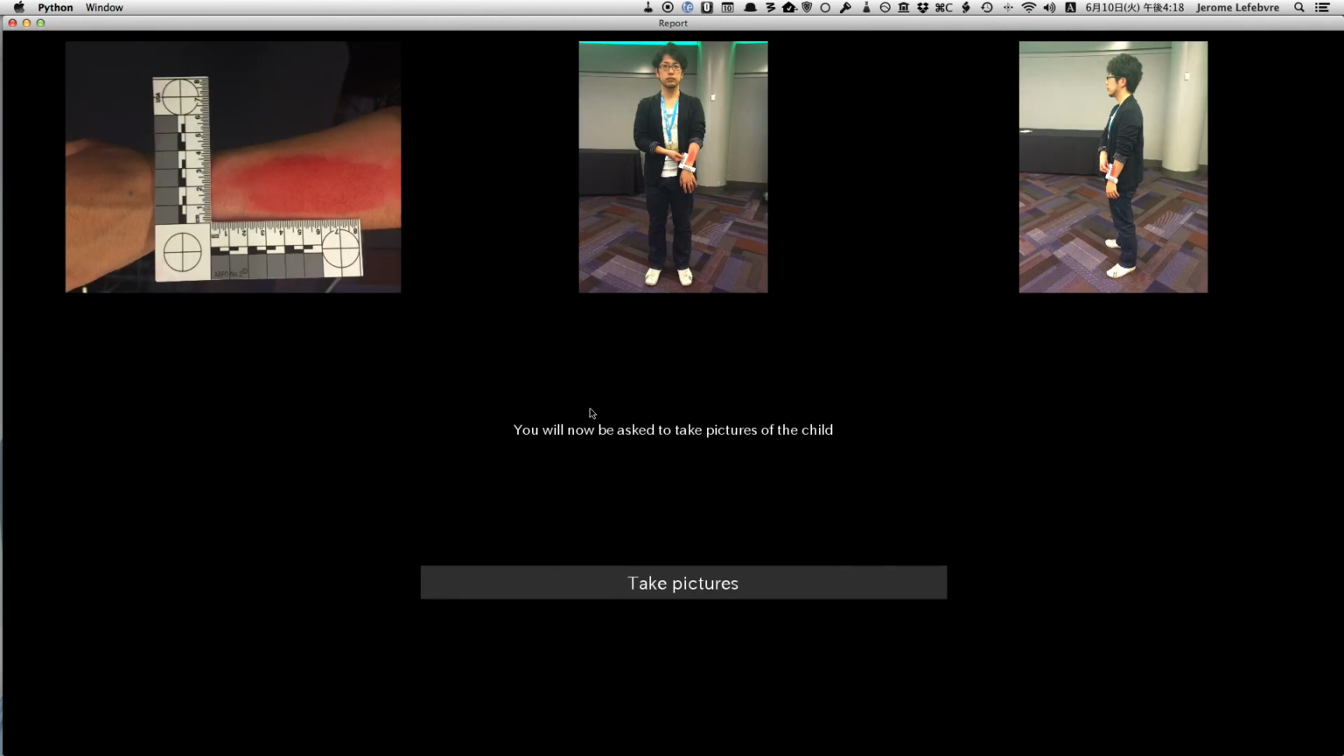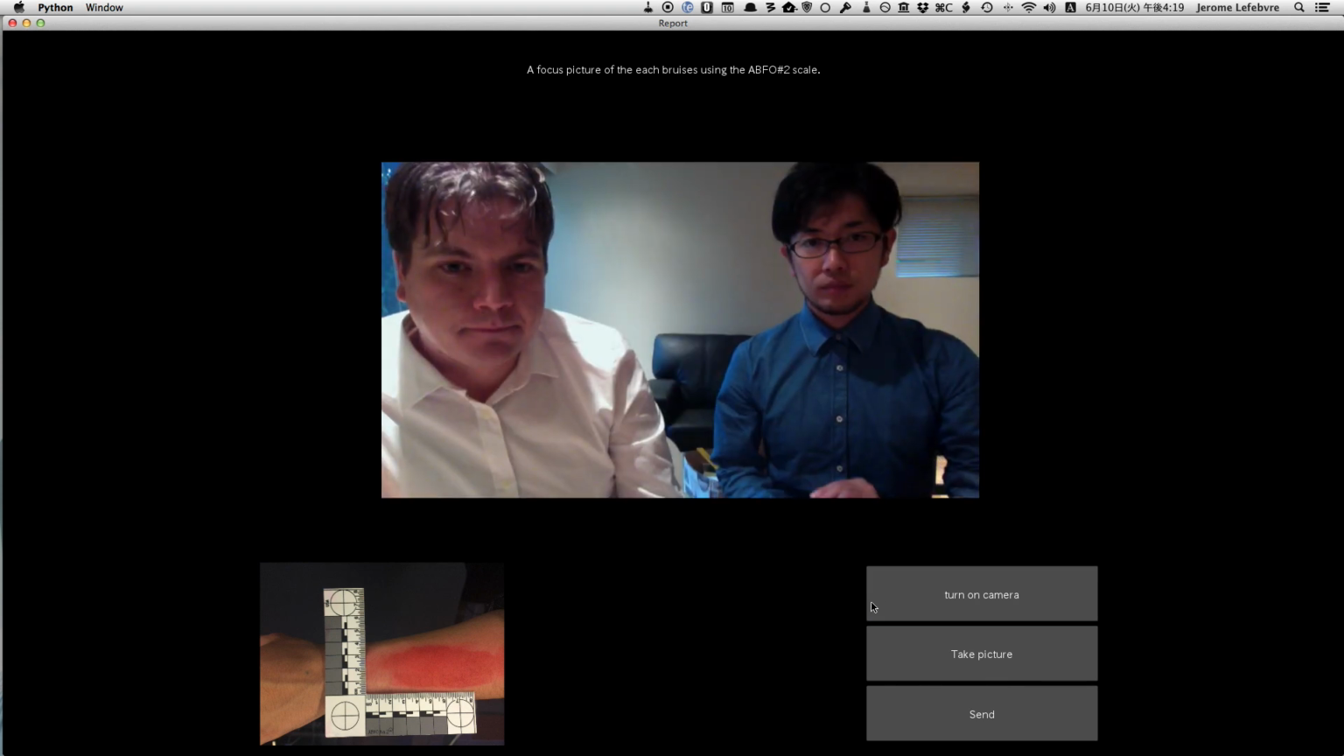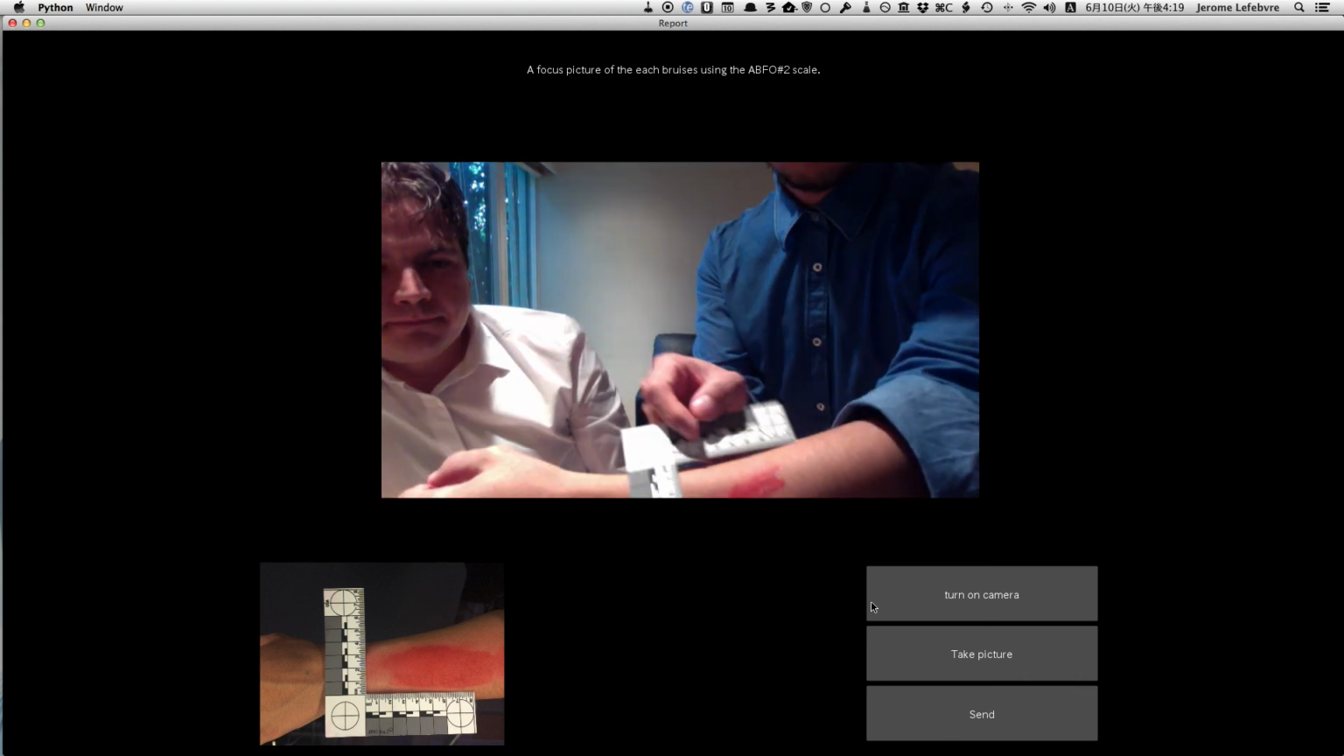And the next step is to capture any bruises if there are any. Here we ask to capture three basic types of pictures: a picture of the bruise itself, maybe a front picture and a profile picture. And we're using here the ABFO number 2 scale to capture the size of the wound. So here we'll just take a picture, and let's just turn on the camera. And here we'll just take a picture of the actual wound.